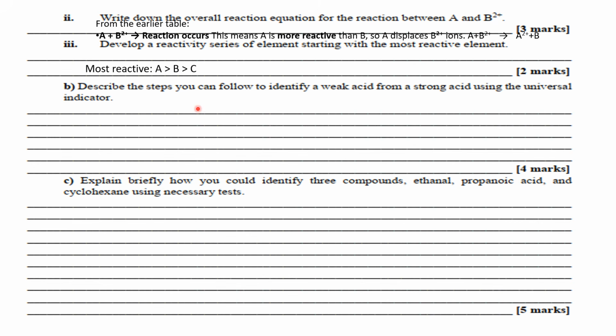Describe the steps you can follow to identify a weak acid from a strong acid using universal indicator. But wait a minute. Remember, a weak acid does not dissociate fully in solution, and a strong acid dissociates fully in a solution.